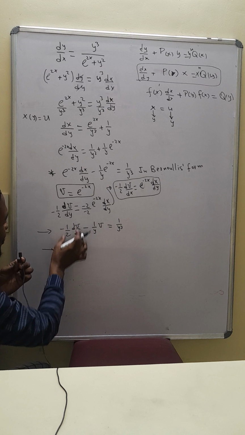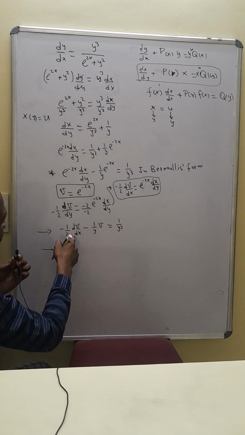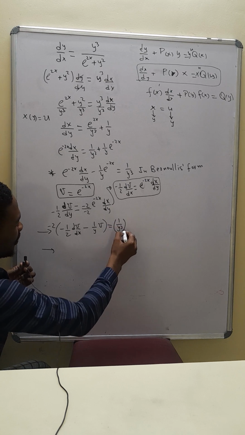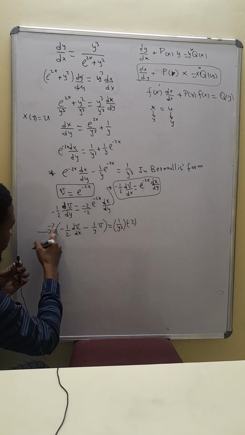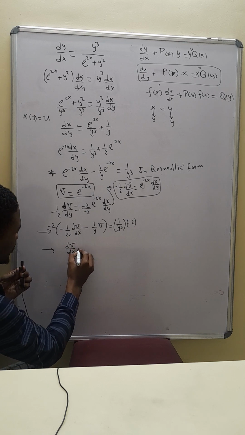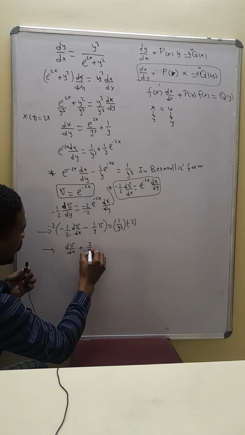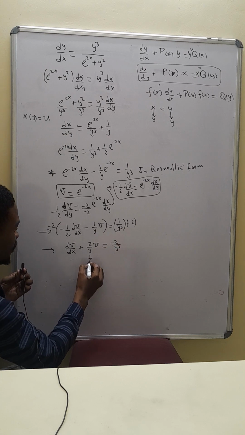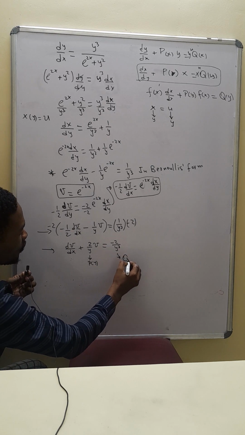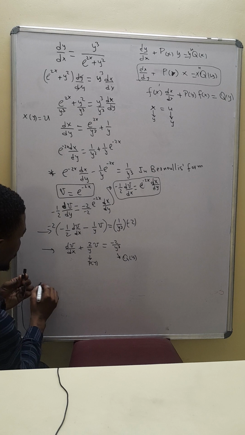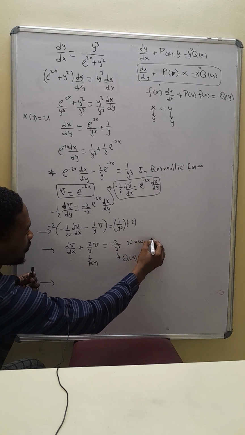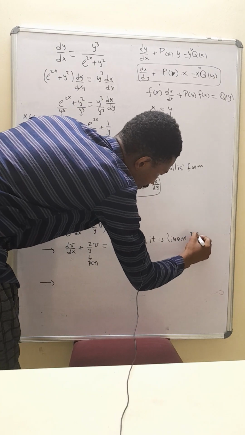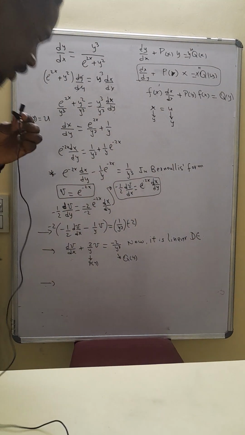So dv/dy only, this one must get out. Then I will multiply this by minus 2, and here minus 2 also. What will it be? dv/dy plus 2y v is equal to minus 2y cubed. This one is my p of y, this is my q of y. So now it is linear. It's not Bernoulli's anymore, now it is a linear differential equation.